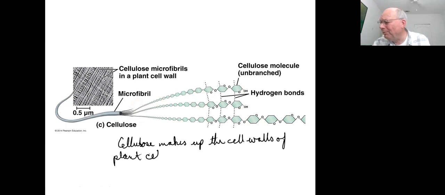So not the cell membrane. This is a separate structure outside of the cell membrane, so it's outside of the cell proper, that surrounds all plant cells. So don't confuse the cell wall with the cell membrane. They are two separate structures, as you'll see in the next chapter.